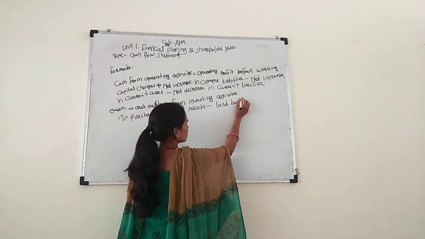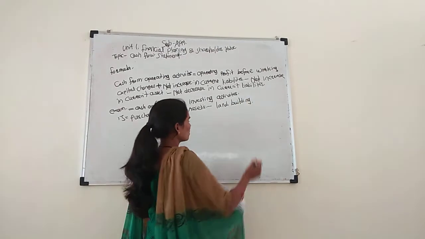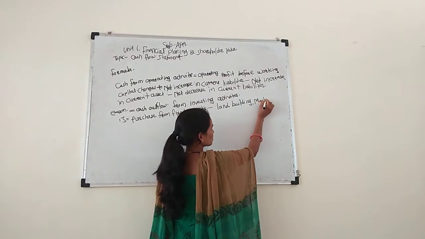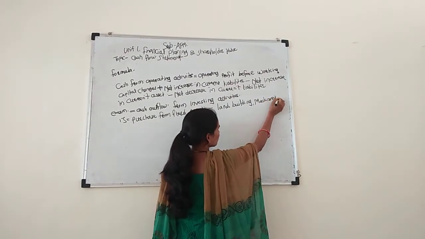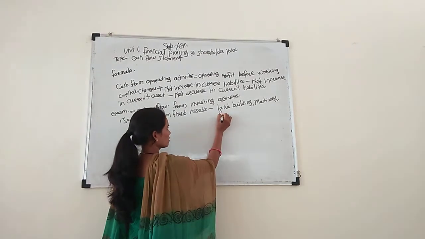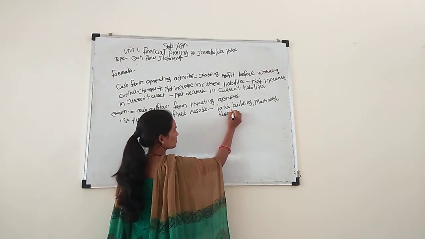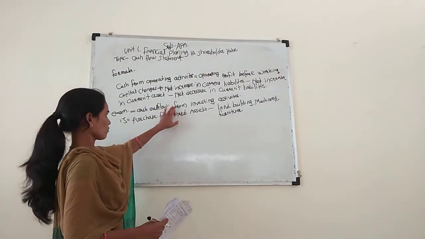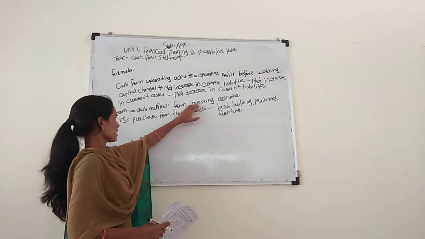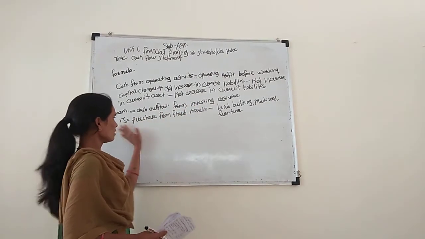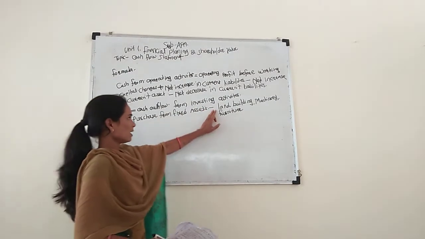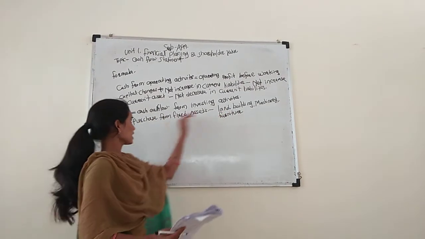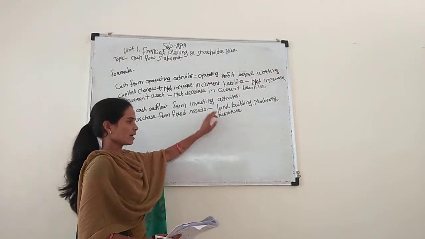Cash outflow from investing activity: purchase of fixed assets, for example land, building, machinery and furniture. This is a cash outflow from investing activity.